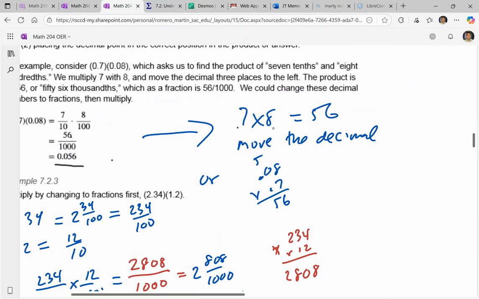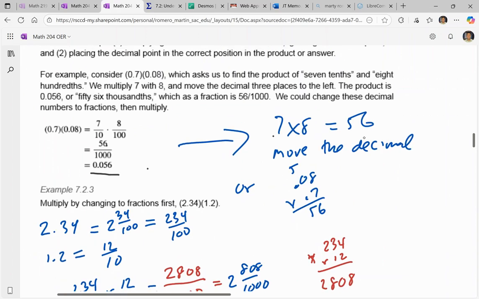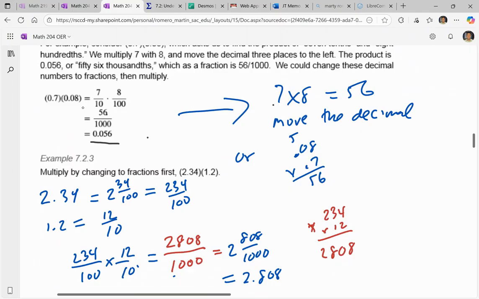So the algorithm says ignore the decimals and just multiply the numbers. 7 times 8 is 56. And then move the decimal the number of places. We have 3 decimals, and then you move the decimal 3 places, right? Once you have 56, you go 0.123, right? 0.056. And then here, the way we would do it again, you would just multiply them and count the decimals. 1, 2, 3. So that's the algorithm.